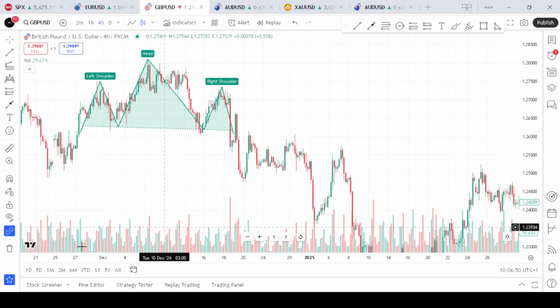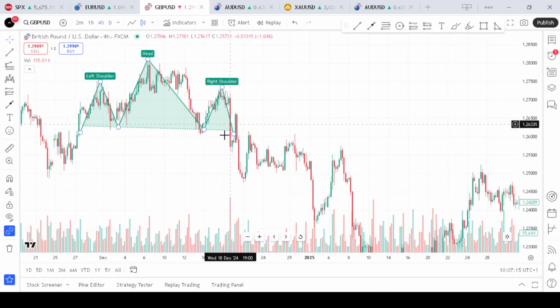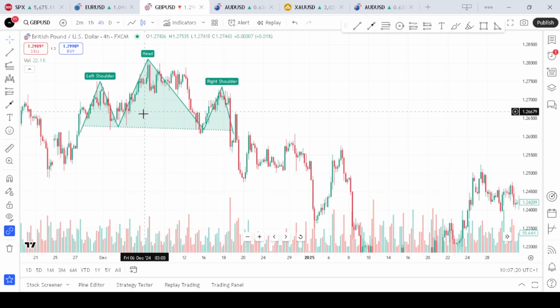The neckline connects the lows. This is basically the neckline. It connects the lows and acts as a critical support level. When price breaks below the neckline, after the right shoulder has formed, this confirms the pattern and signals a potential bearish reversal. So this is a typical example of a head and shoulders: the left shoulder, the head, and the right shoulder. When price breaks, it confirms the pattern and signals a potential bearish reversal.